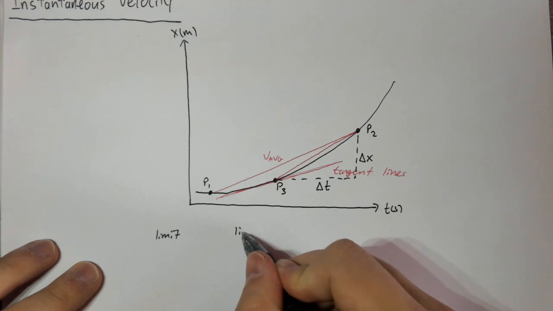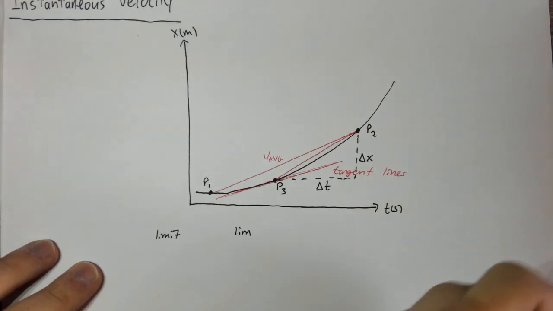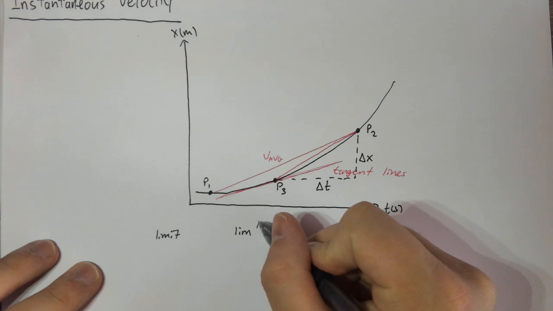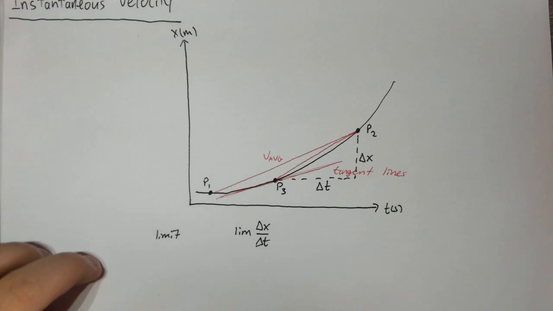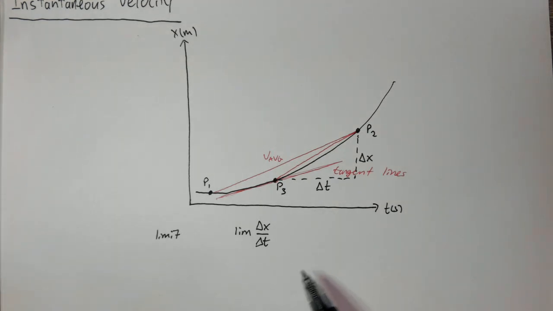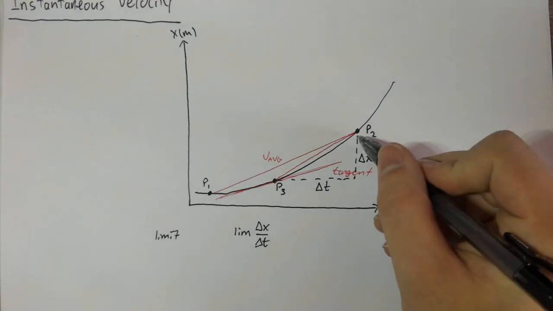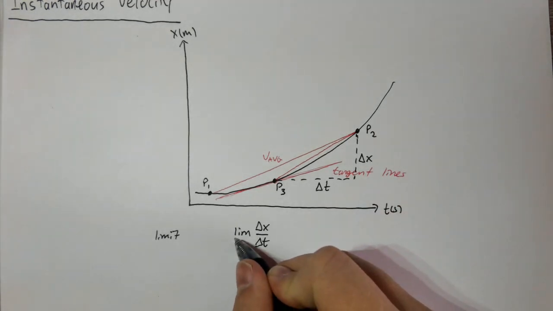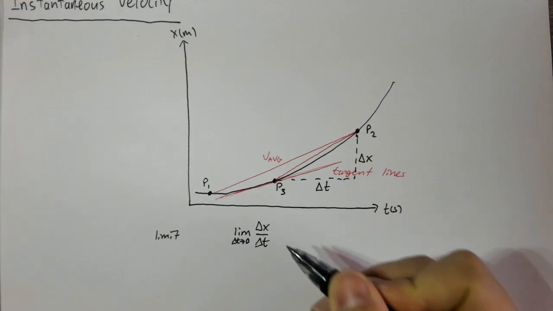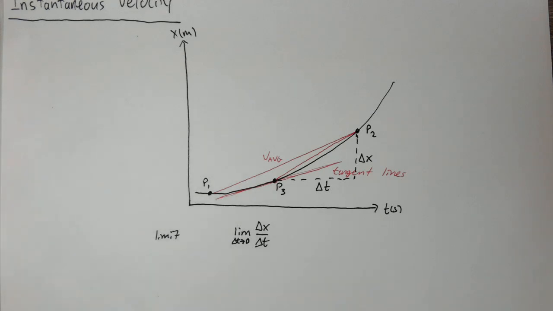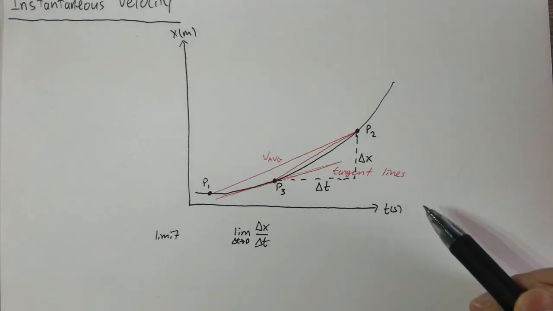And it has this notation. So we're going to take the limit of delta x over delta t. But a limit has to approach something. So we take the limit as a variable approaches some number. And what we're going to do is take the limit as delta t goes to 0. And I'll explain what this means and why we're doing this.